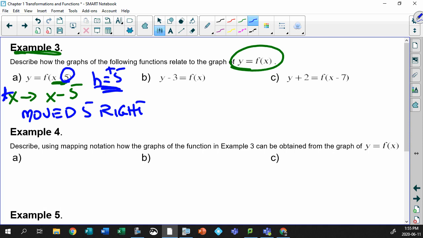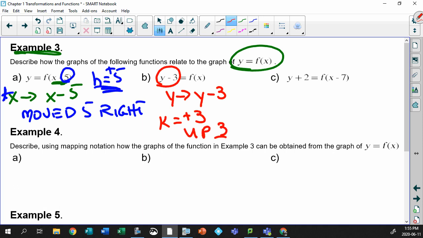Case in point, look at the very next question right here. Look what happened here. If I used replacement, look what I did. I replaced the y with y minus 3, which, if you think about it, is a k value, and the k value, in fact, is a positive 3. K value positive 3 means I moved up 3 units. Aha! Let's look at the last one, right?